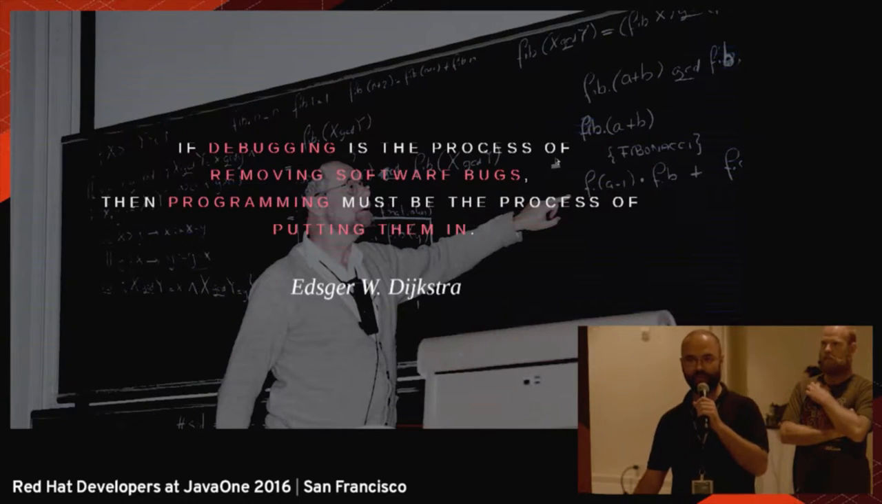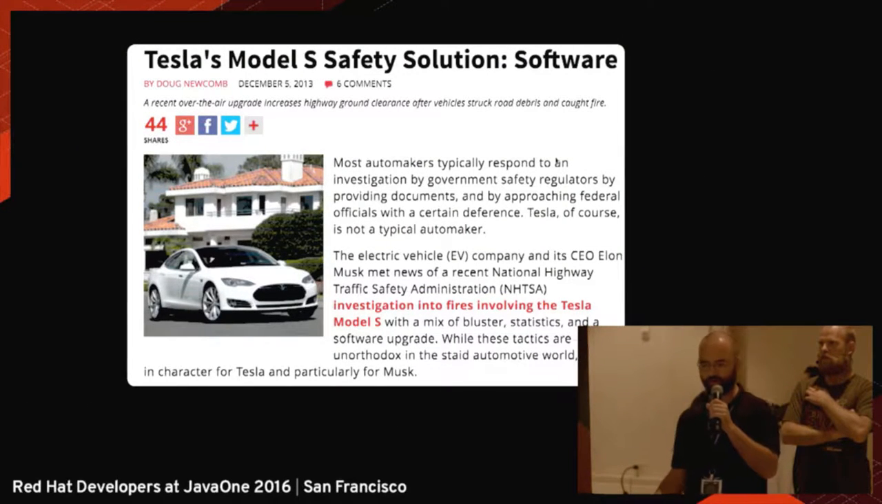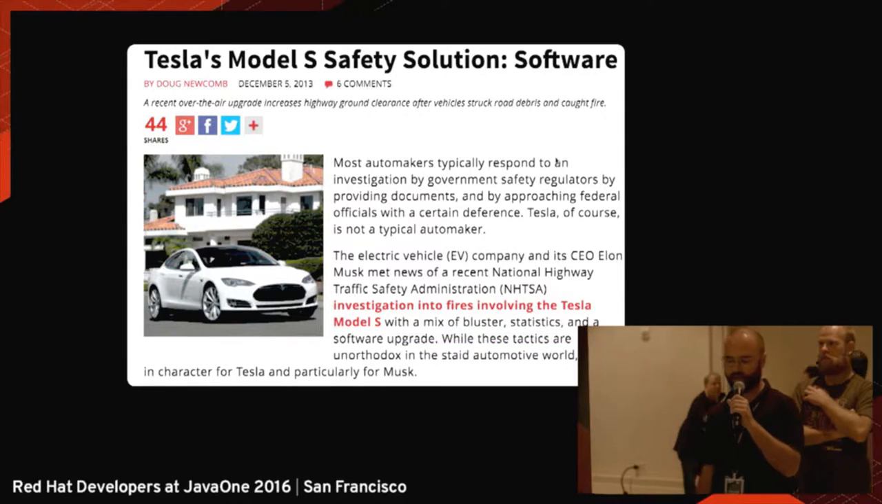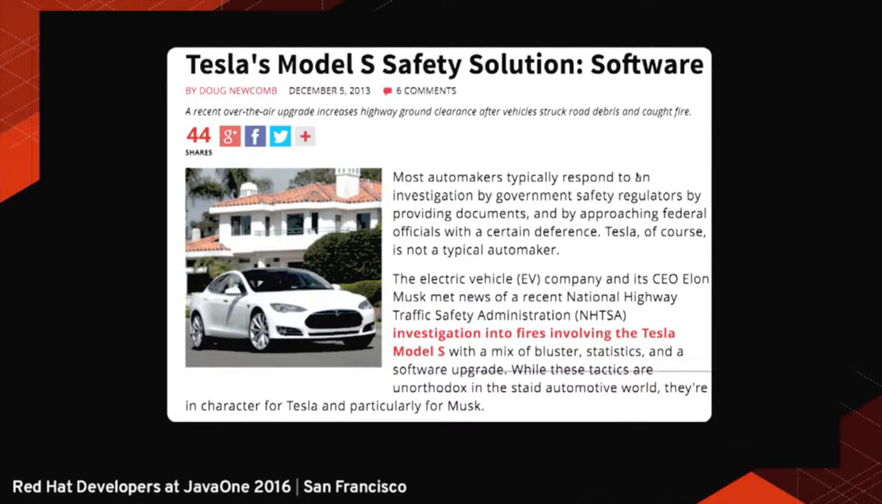So what kind of bugs can we face in our daily job? There are the scary ones, like the one which happened to Tesla cars, where the clearance was too low, and on some highways you could actually set the car on fire. So what they did, they delivered a software patch over the air to all the cars, and then it was fixed.